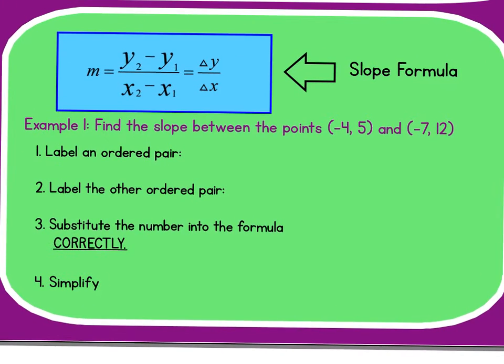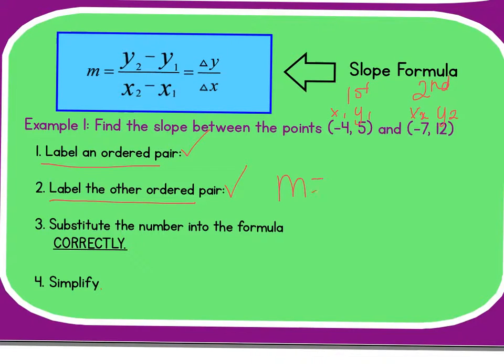Okay. So you'll notice that on every slide I have these steps. Label an ordered pair, label the other ordered pair, substitute the numbers into the formula correctly, and then simplify. So I'm going to label this as my first point. I'm going to call the negative 4 my x of my first point. The 5 is my y of my first point. I'm going to label my second point. I have my x of my second point, and I have my y of my second point. So now that I've done step 1 and step 2, I can substitute into the formula.